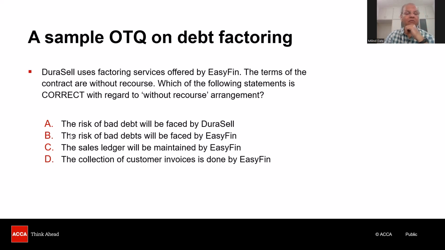Risk of bad debt will be faced by Duracell. Obviously, the statement is incorrect because it's a without recourse arrangement. So Duracell is no longer responsible for bad debts. Risk of bad debts will be faced by EasyFin. Yes, this seems to be the correct statement because the arrangement is without recourse. But before we select B as the correct alternative, let us rule out why C and D are not correct.